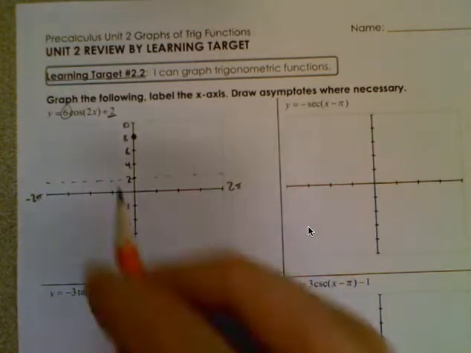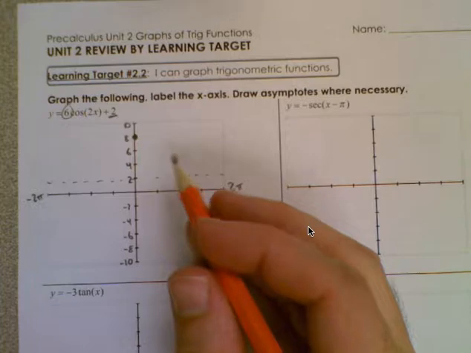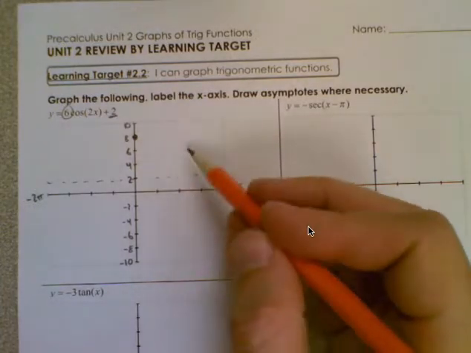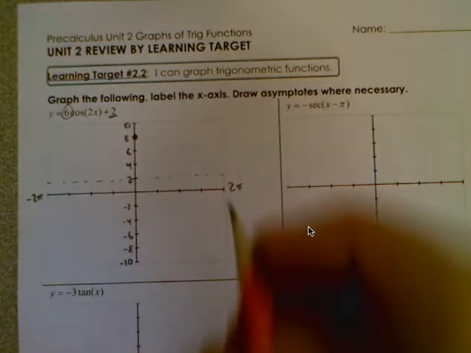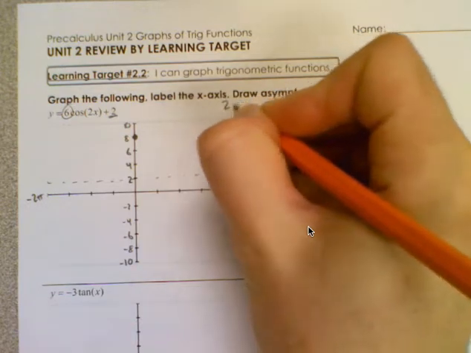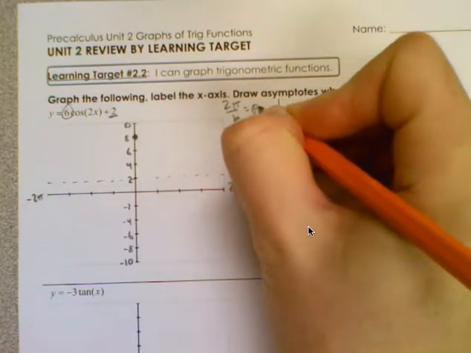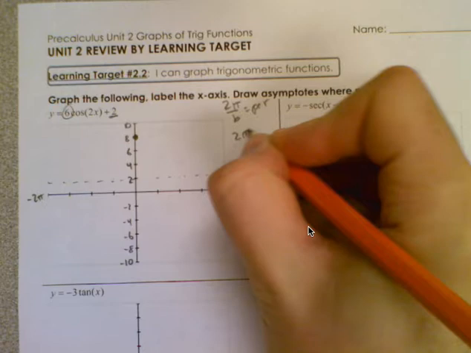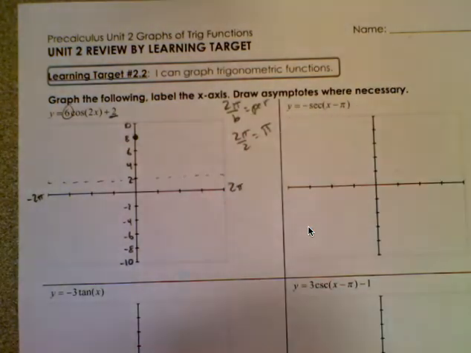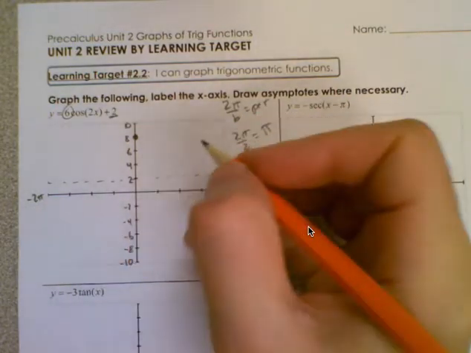So two ways to think of this. This 2 tells me there are 2 cycles within 2 pi. So it means I have to make 2 of these curves. Or if I use the formula 2 pi over b equals the period, in this case we've got 2 pi over 2 equals pi. So I need to come up with, however you think about this, the cosine graph.